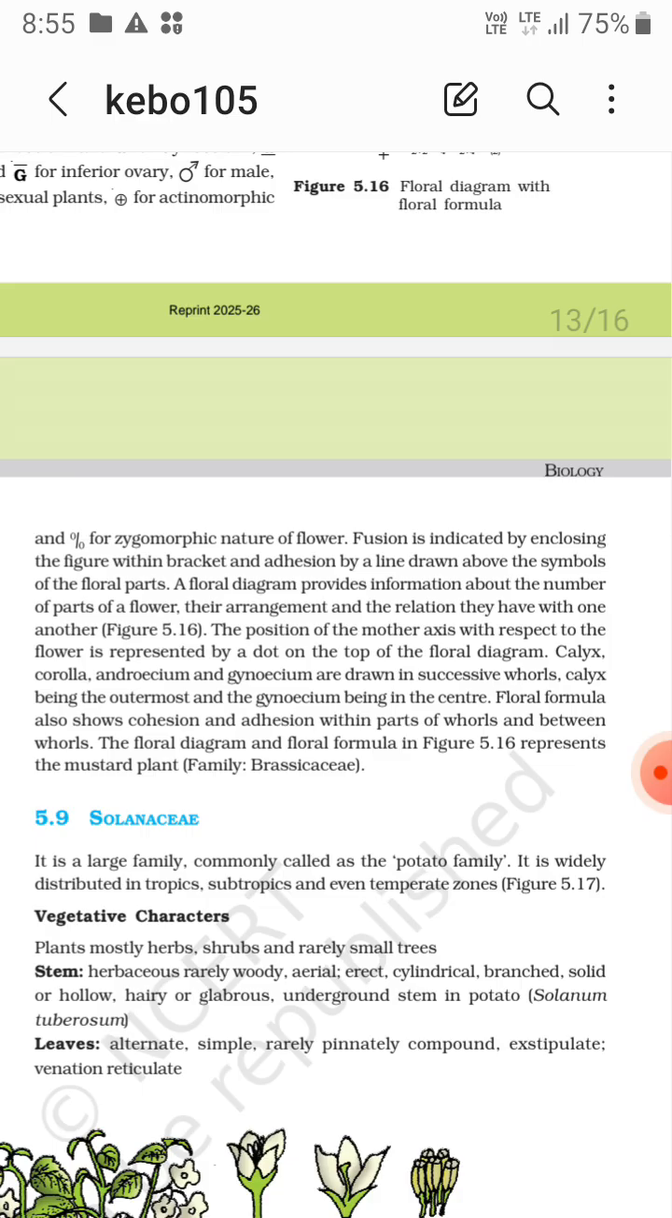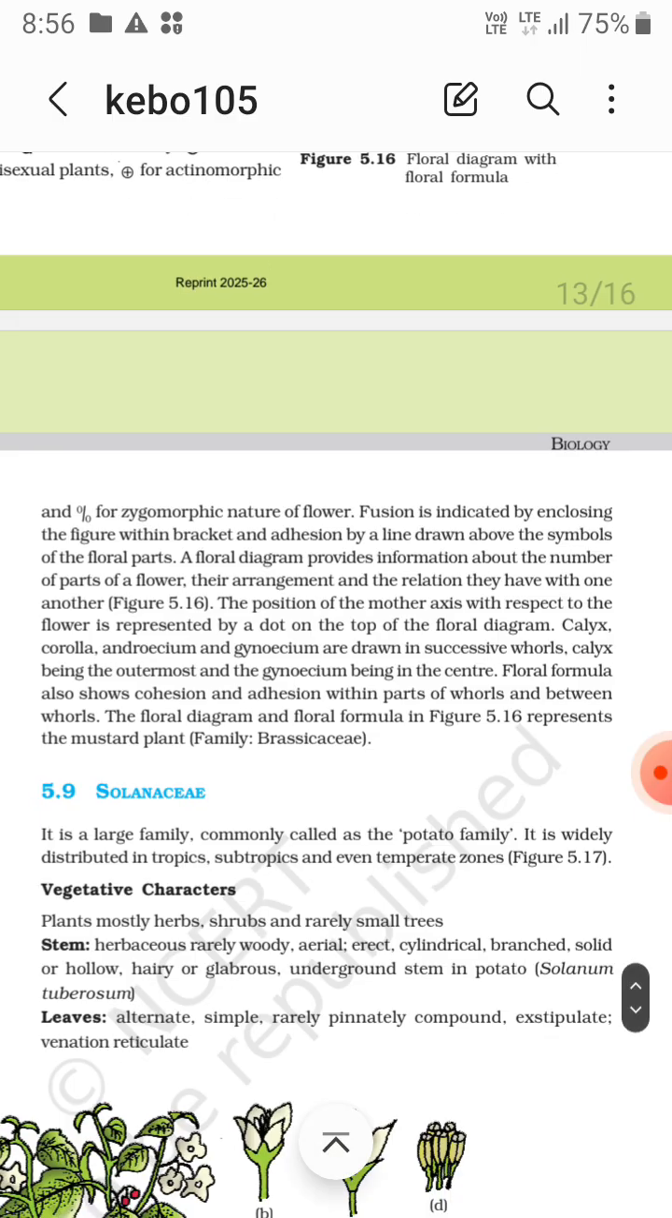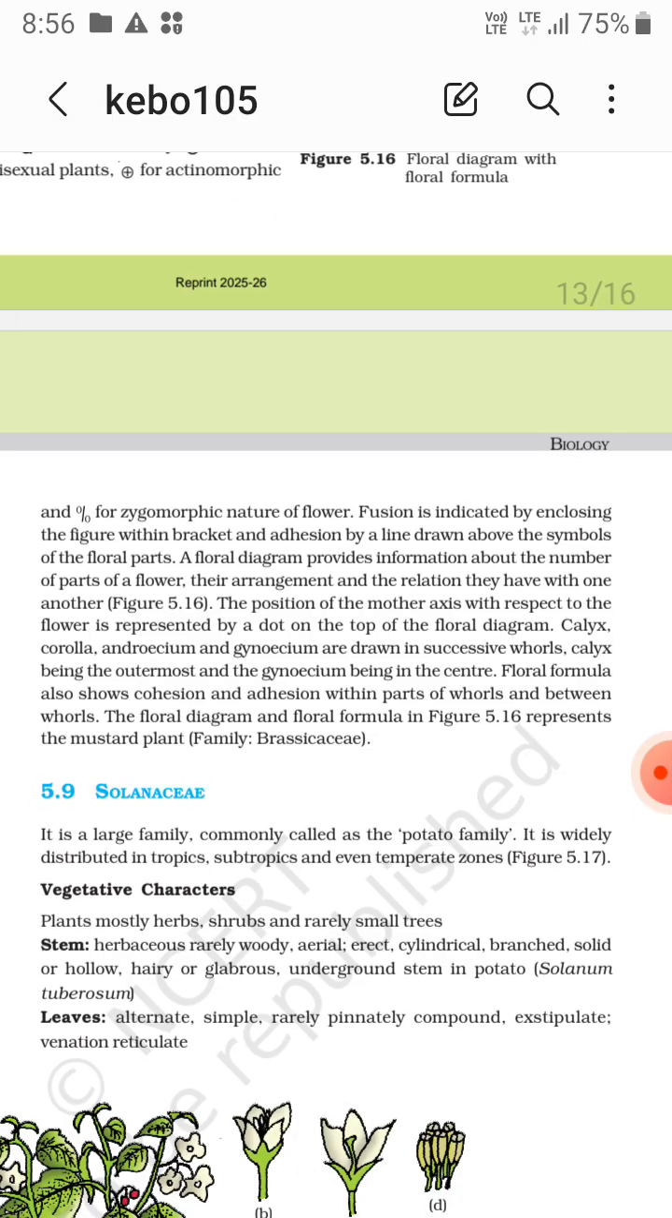Calyx being the outermost, very important, and the gynoecium being in the center. Floral formula also shows cohesion and adhesion by a line within parts of a whorl and between whorls.